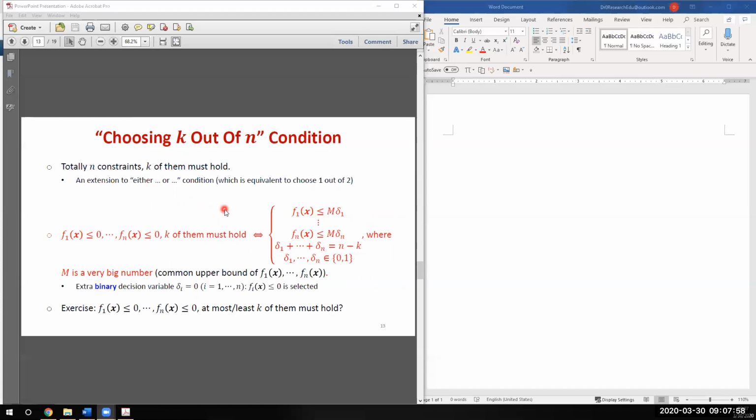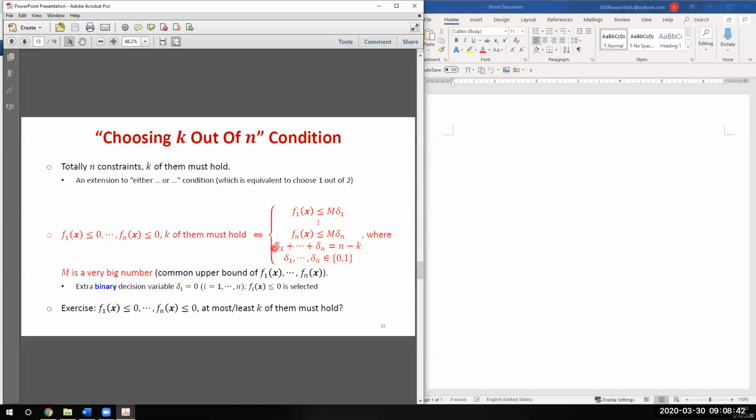We're going to introduce k out of n today. I already mentioned it a little at the end of last lecture. For the k out of n, we use exactly the same logic as the either/or conditions. Here I have delta 1 to delta n because I have n such constraints, such requirements. And I'm gonna write a condition such that k of them must be held. So the same thing: I'm going to use delta i equal to 0 to indicate that the ith constraint is satisfied. For example, suppose delta 1 equals 0, then you have f1 less than or equal to 0, right? That means this constraint is satisfied.